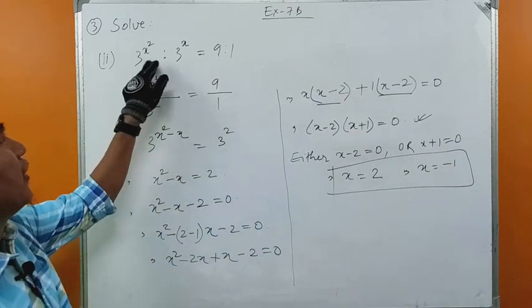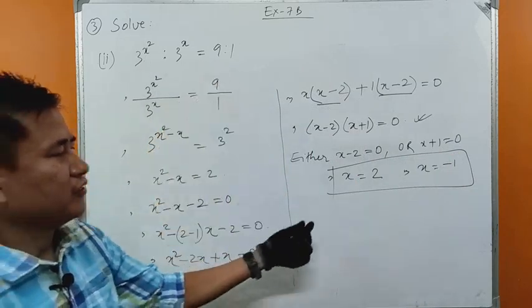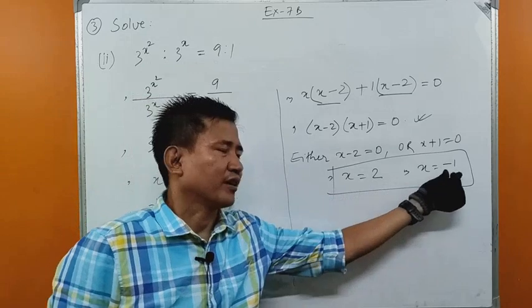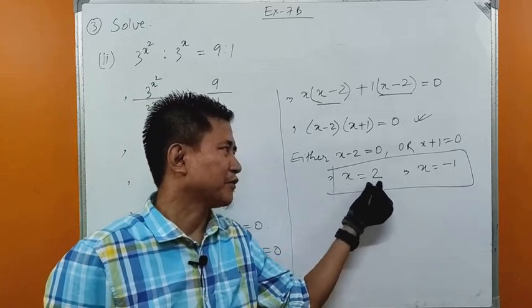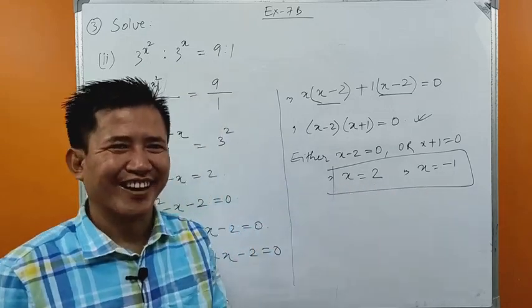We were asked to find the value of x from this equation, and the values of x are 2. One is plus 2 and another is minus 1. The value of x can be 2 or minus 1. Okay, I hope you got this.